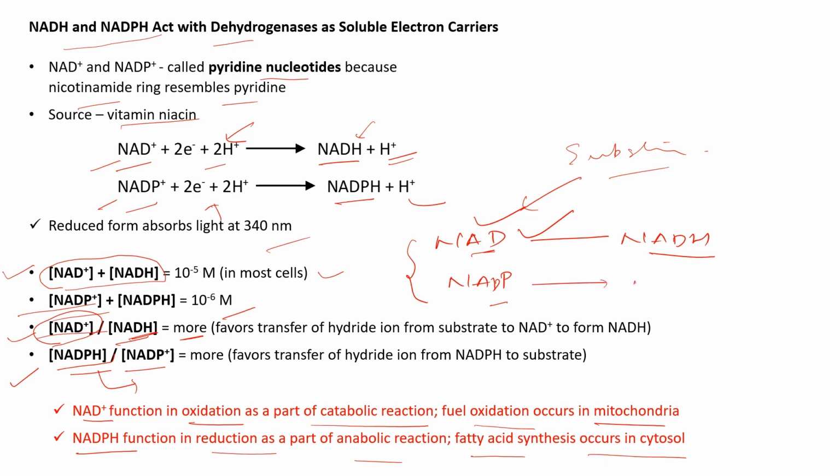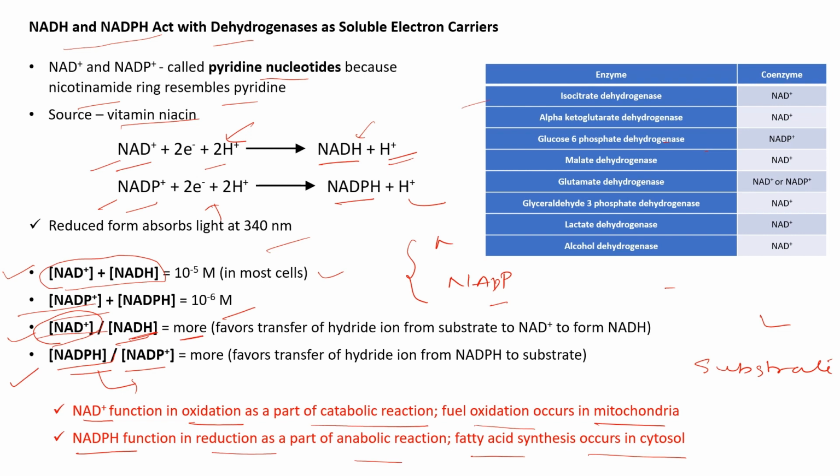If between the reduced and the oxidized state of NADP, this is more in a cell, it means it can donate H to the substrate. So it helps in reduction of the substrate. So one helps in the catabolic process, the other helps in the anabolic process. One is found more in mitochondria, the other is found more in cytosol. Clear? These are a few examples of various enzymes using the form of NAD or NADP.